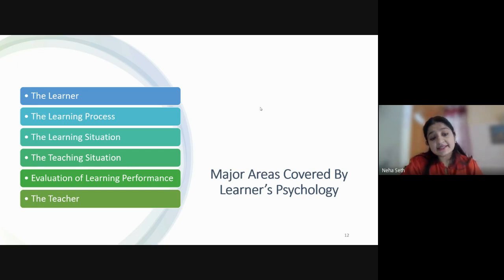Then the second thing is the learner's learning process. As a teacher, we need to focus on the process as well. How we are putting our thoughts in front of students and how they are grasping, how they are absorbing our thoughts. The learning experience should be provided with ease. The learning experience should be very, very easy for them.